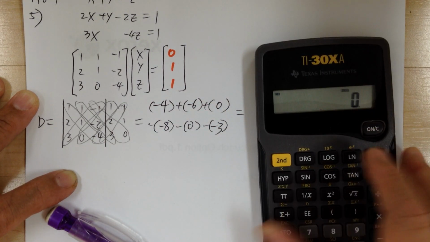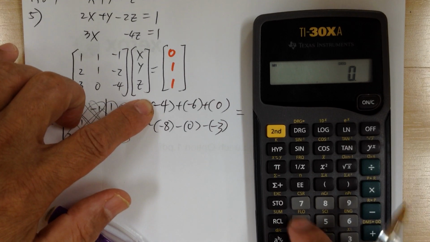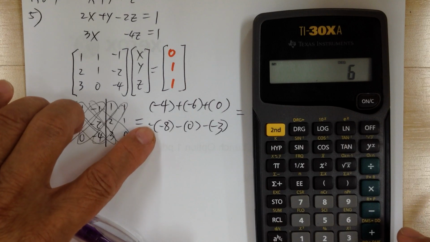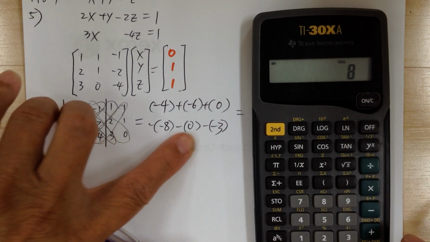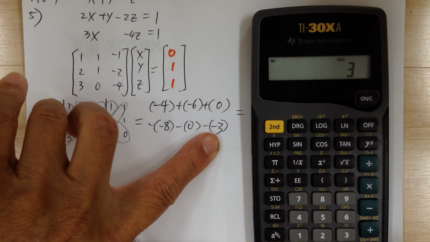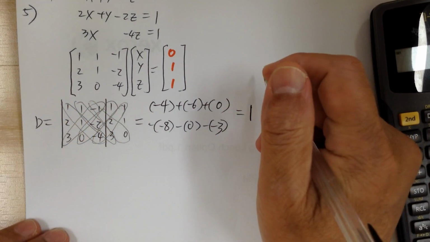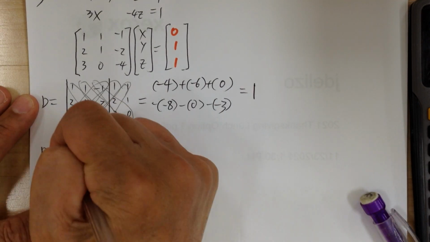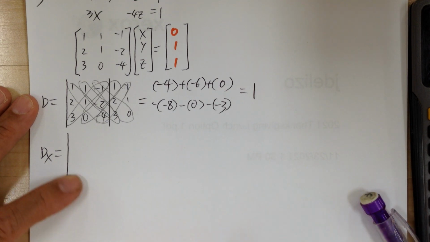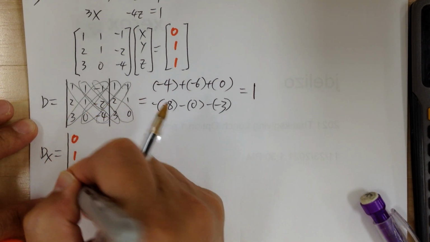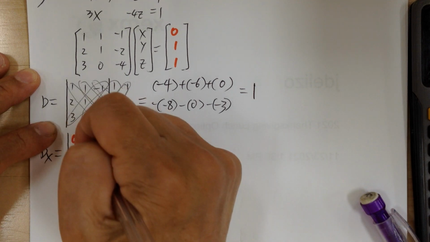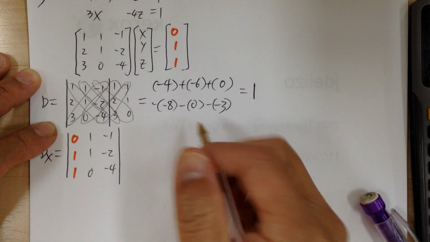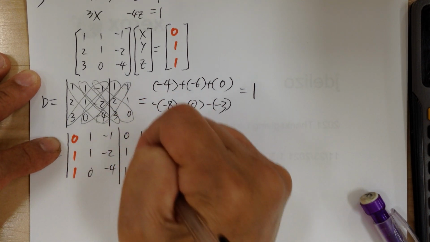Okay, so get the calculator. Get all these. So you've got negative 4 minus 6, minus minus becomes plus 8, minus minus becomes plus 3, equals 1. Okay. So that's fairly easy. Okay, so dx equals, you have to replace the first column, so you've got 0, 1, 1. Okay, and you're going to get 1, 1, 0. You've got negative 1, negative 2, negative 4. Okay. Copy the first two columns.